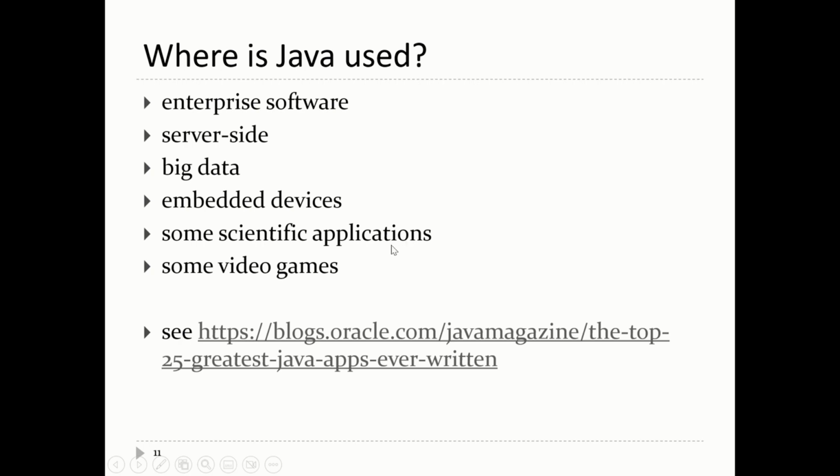Again, some scientific applications use Java. And some indie video games are programmed in Java, although not very many. If you want to program video games, you should probably learn C or C++. You won't easily find a job in Java. There are some advantages Java has, and that's why it's used in enterprise software.